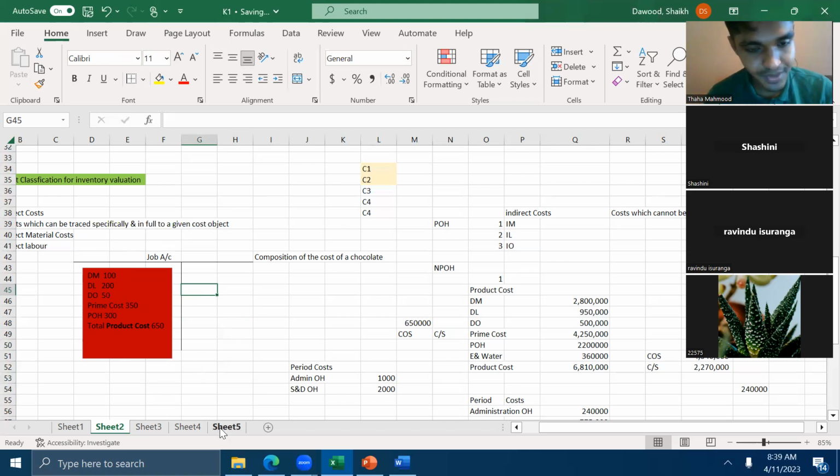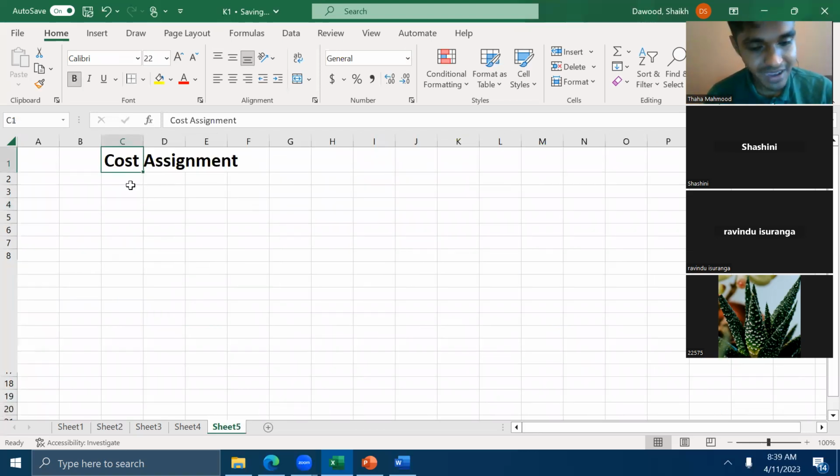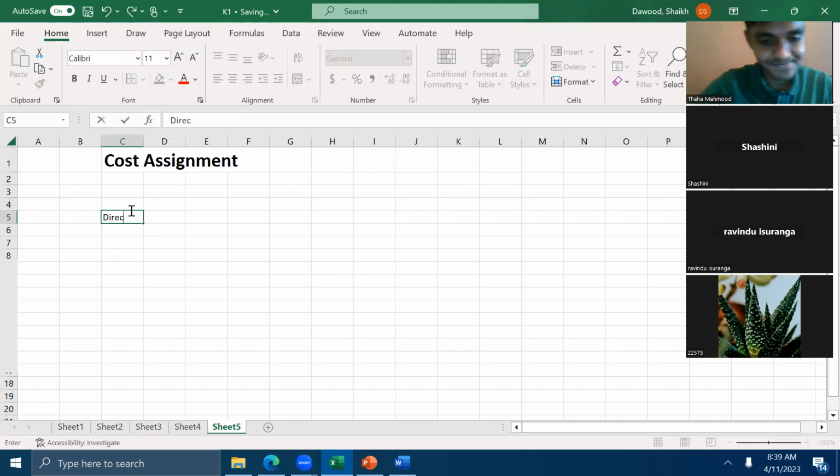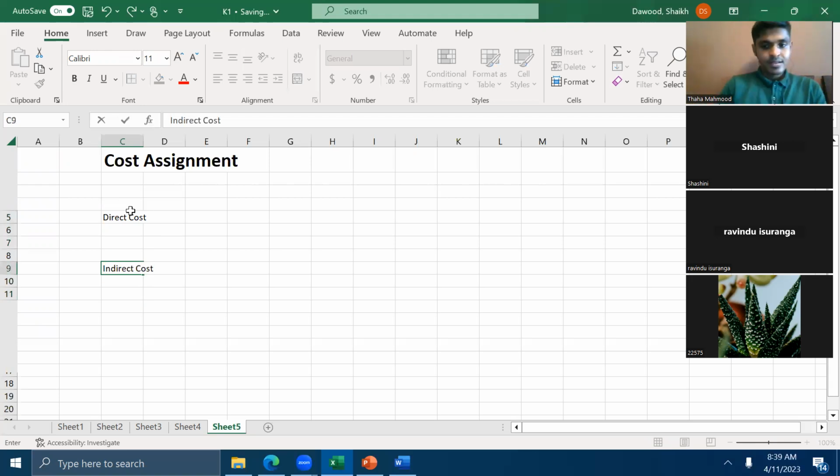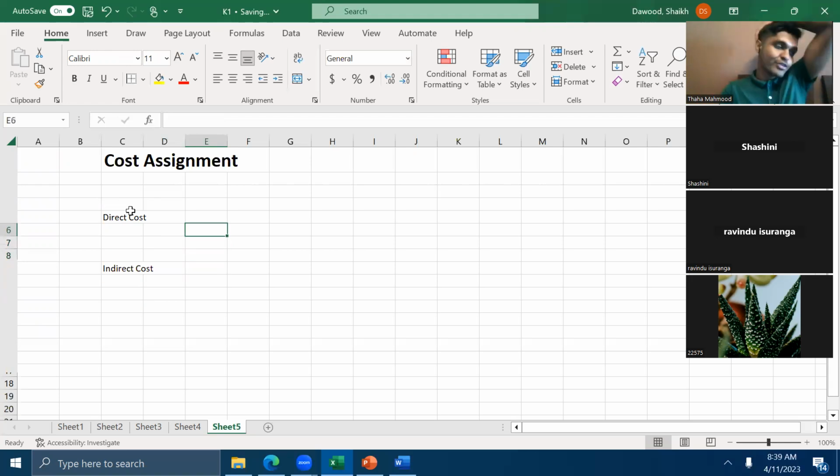So I hope you all understood why it's important. Let's now start the lesson. All right, we know that in order to value inventory, there are certain problems that we have identified, that only certain costs we can trace to a given cost object.